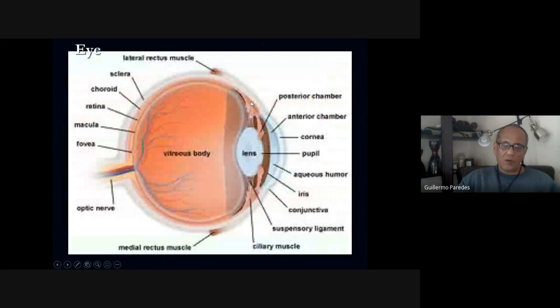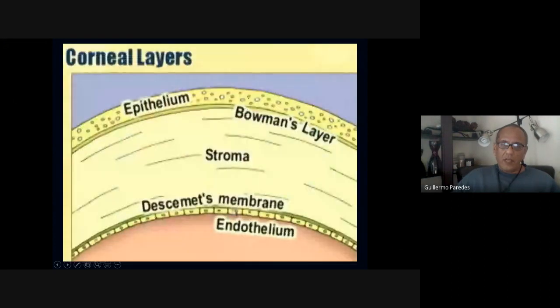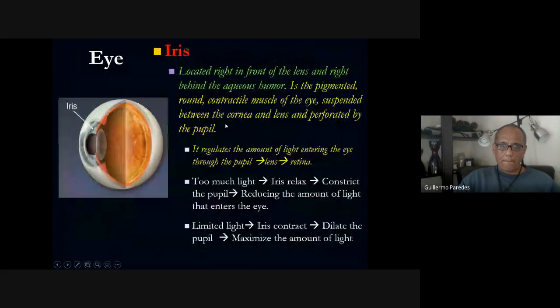All right, so talking about the cornea, just remember we have 5 layers. If you destroy up to the second layer, it's going to heal without any problem. If you destroy down to the third layer, it's going to be a scar. So be careful with that, okay? All right, let's keep moving.